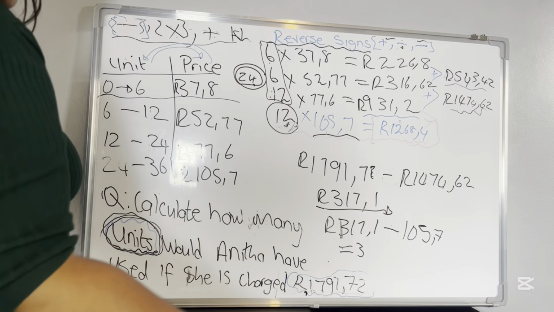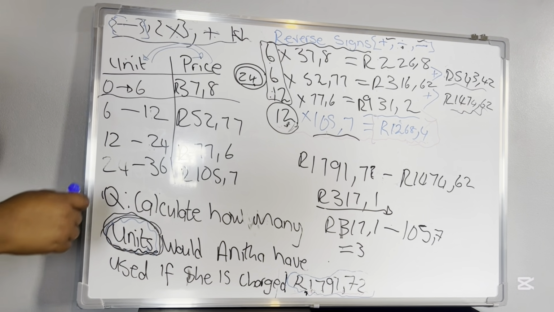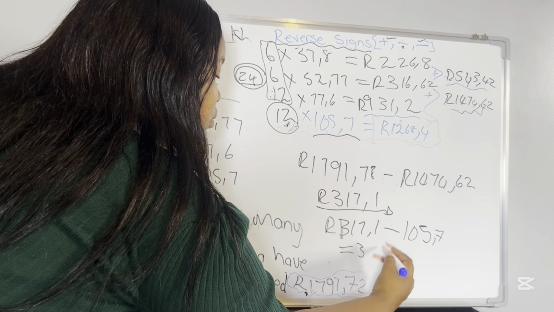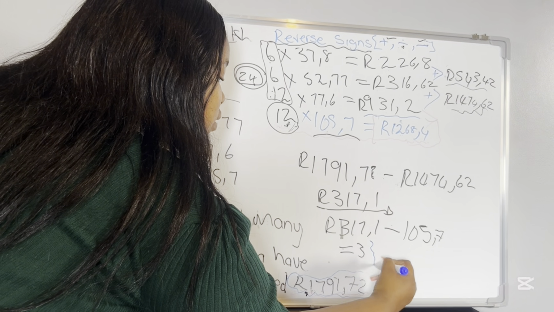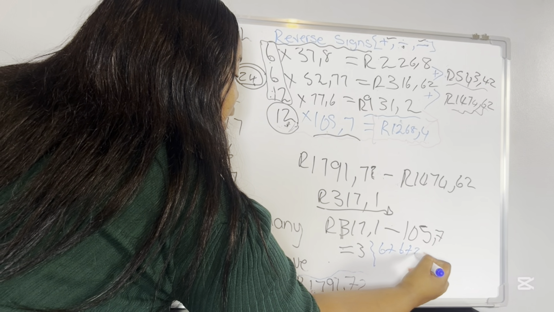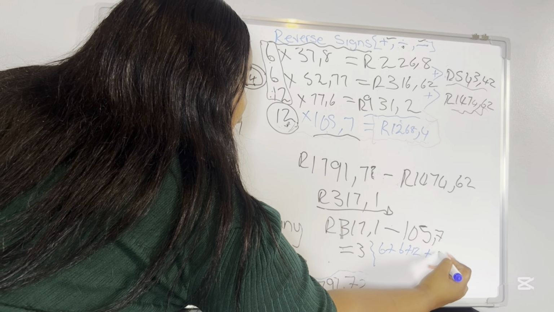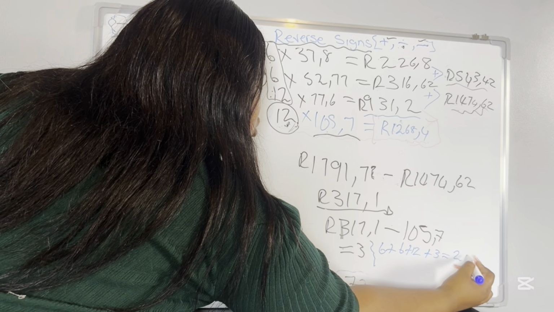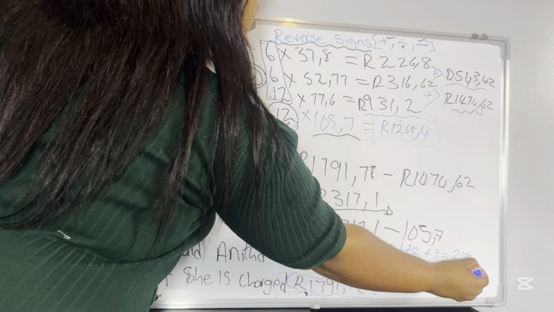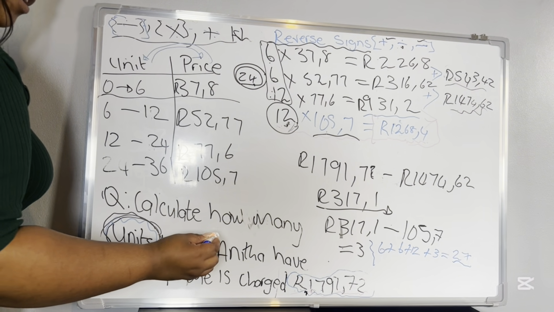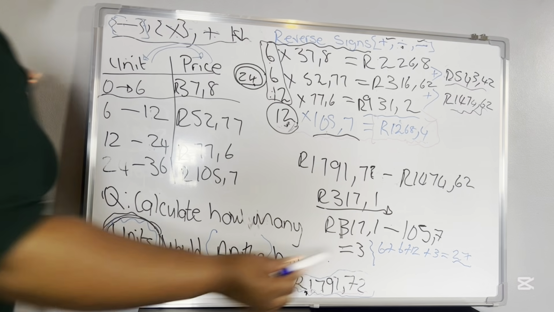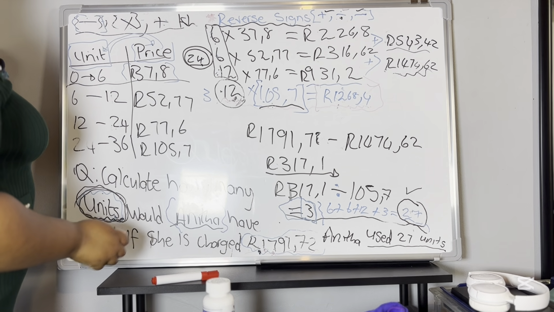And then from here, the last step that we do is that we add the units. We take 6 plus 6 plus 12, and then plus the 3, which will give us 27. Now, meaning the units that we are looking for, or the units that Anita used, whereby she was charged 1.7, is 27 units. Do you know if this answer is correct?